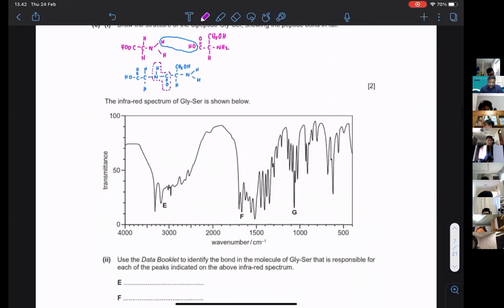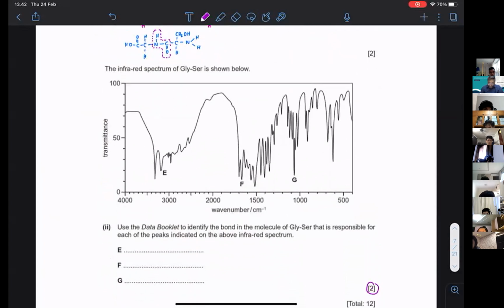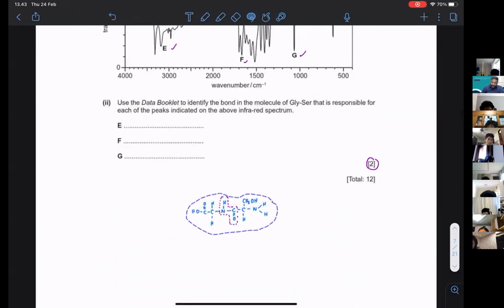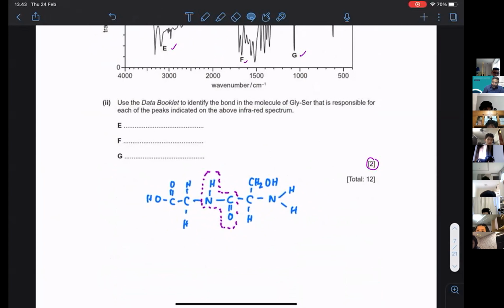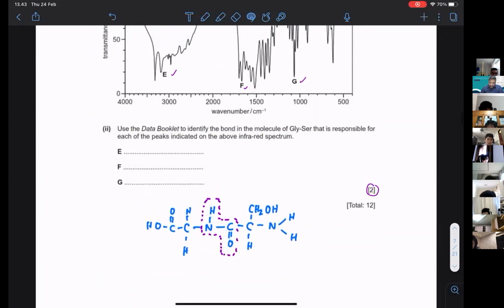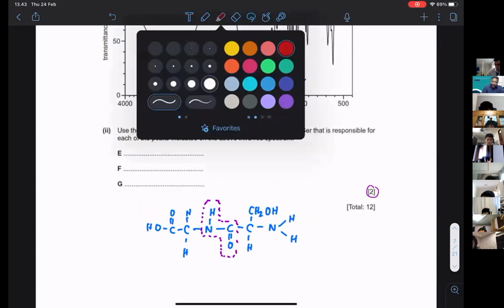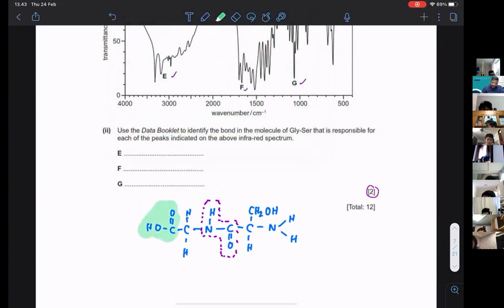You see here, we have E, we have F, we have G. If I look at this structure, I need to identify certain things that belong to this structure, that will be seen over here, that will be shown in this infrared spectroscopy. For example, if I look at the molecule, the first thing I can notice is maybe this one will be a special signal. Maybe this one will be a special signal also, and maybe this one also.